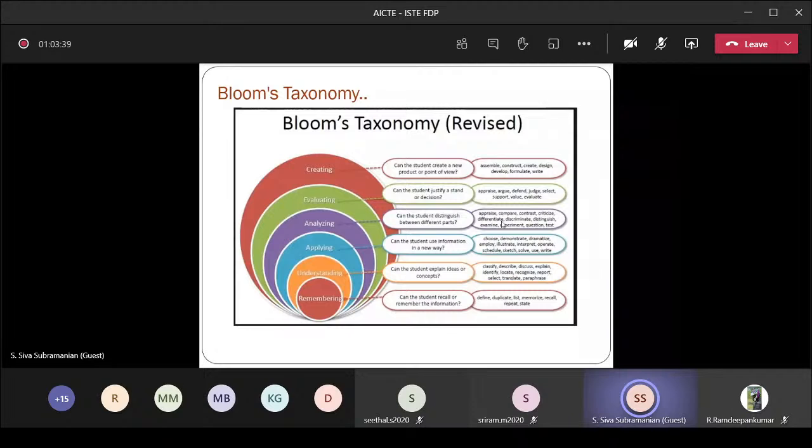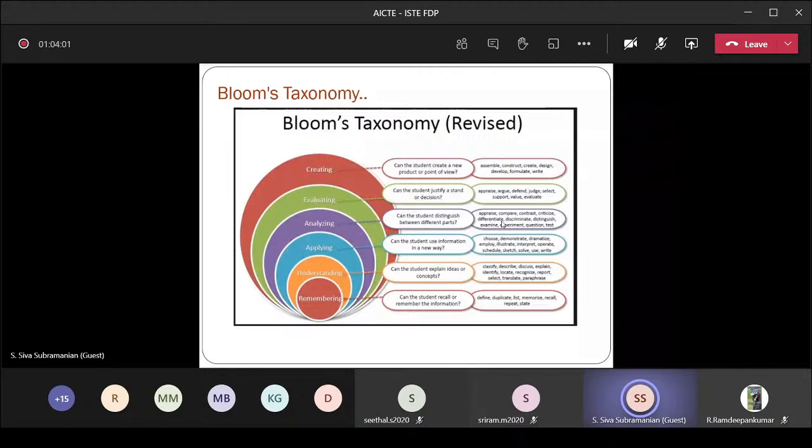And on the topmost level, which is at the HOTS, higher order thinking skill, is creating something new. Can the student create a new product, right? For which you need to give something like create or design or assemble or formulate. Such remain the keywords for that point.